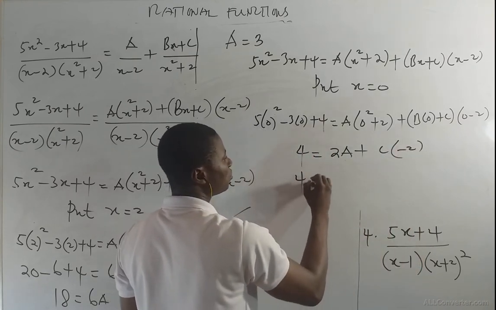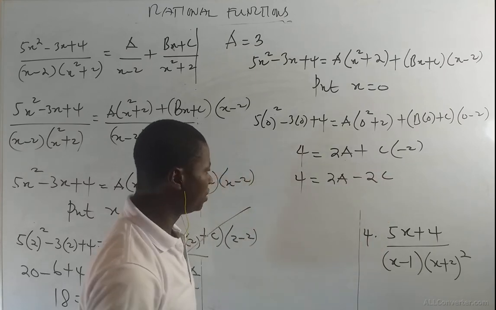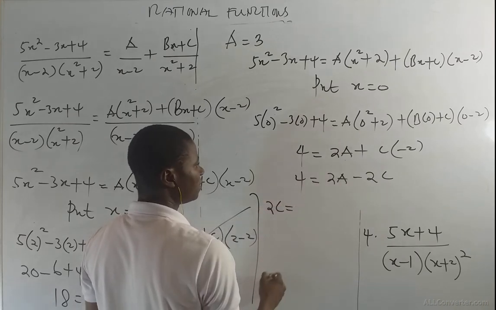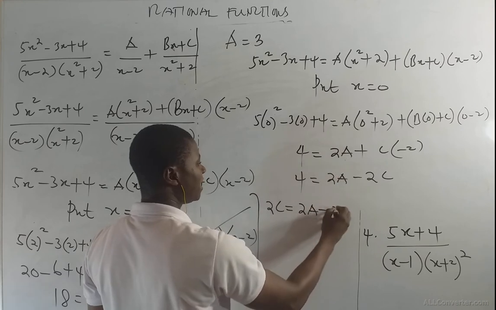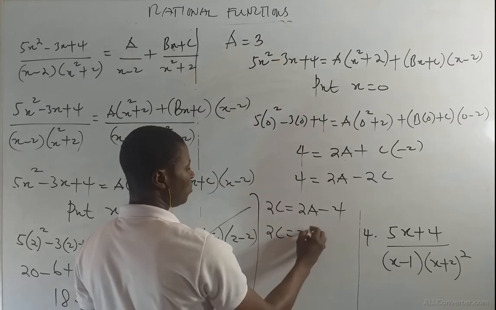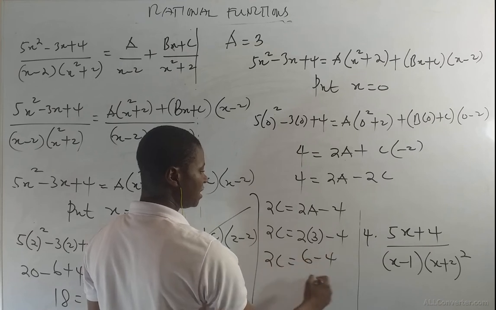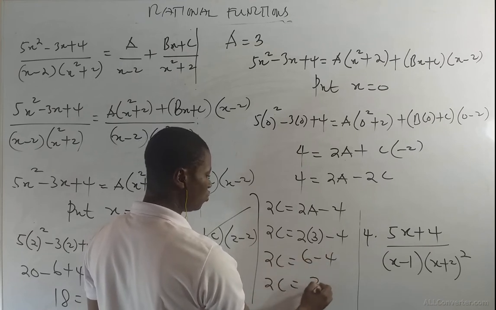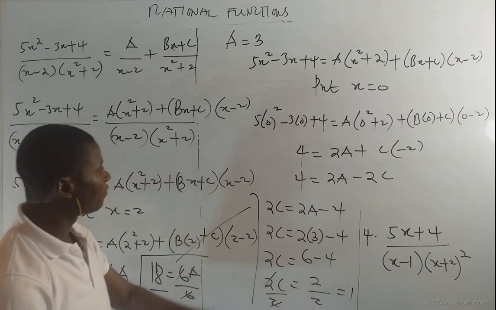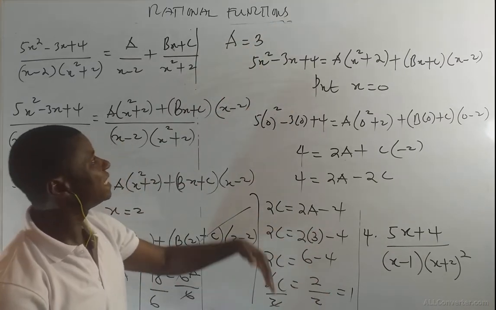So we have 4 equals 2a minus 2c. Now we can have 2c on the left, then 2a on the right, and minus 4 on the right-hand side. So 2c equals 2a minus 4. Don't forget that a is 3. So 2c will be equal to 2 times 3 which is 6, and 6 minus 4 gives us 2. So 2c equals 2. When we divide both sides by 2, c is 1. So we have a equal to 3 and c equal to 1. Now you write the same identity again.